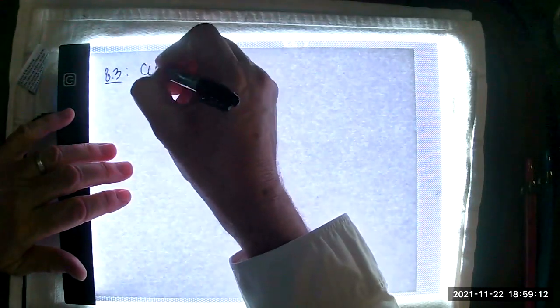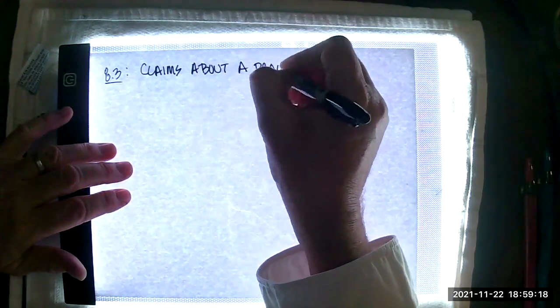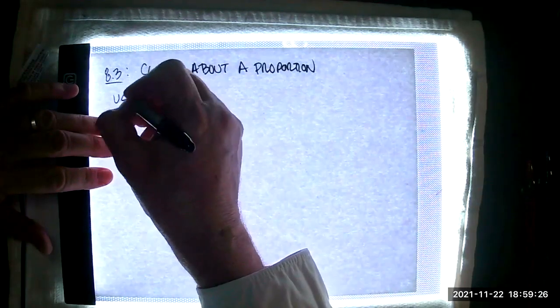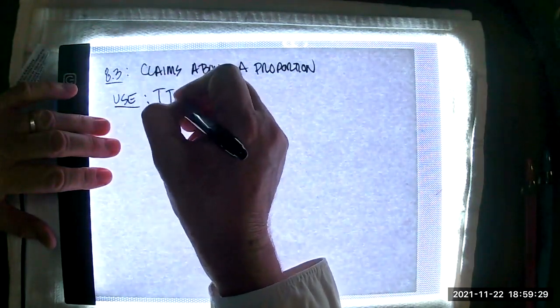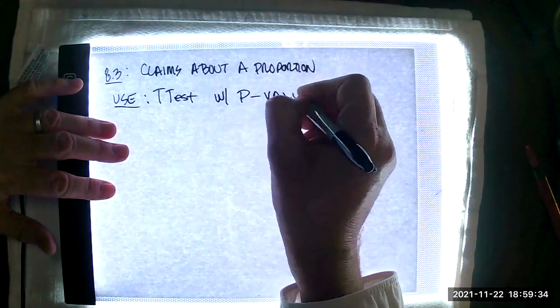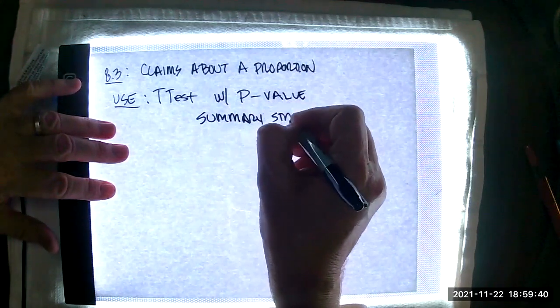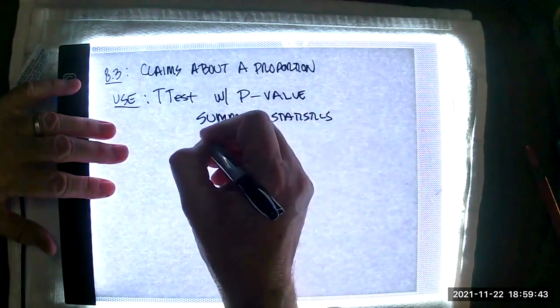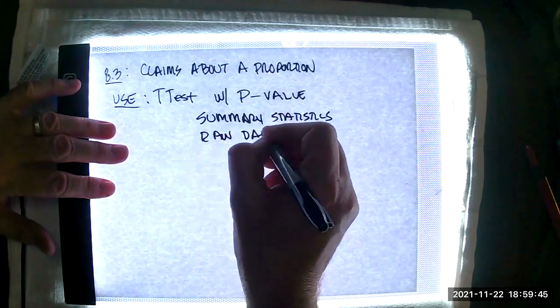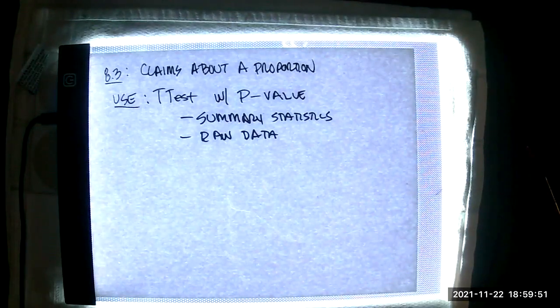8.3. Claims about a mean. T-test with the p-value. And we can use it with summary statistics, or we can use it with raw sample data. Just like 7.2.